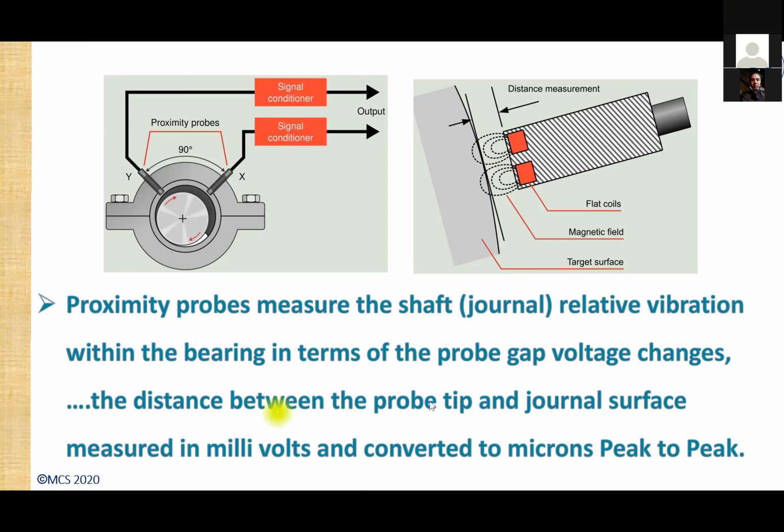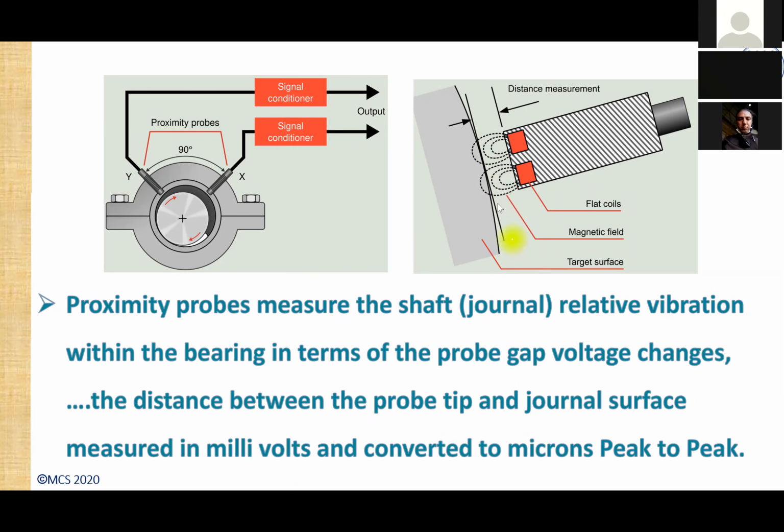So the distance between the probe tip and the journal surface is measured in millivolts and converted into microns peak to peak. Basically, the initial measurement is in millivolts, and using the scale factor it will be converted into microns. So the proximity probe is basically looking at the gap voltage. So when the gap voltage changes, it indicates that there is a movement of the shaft.